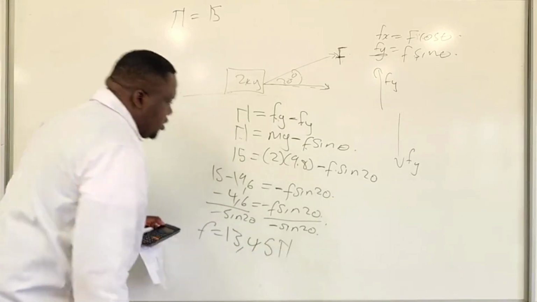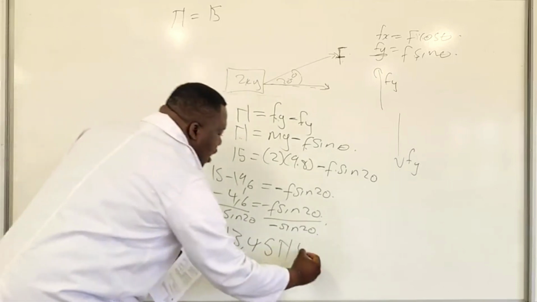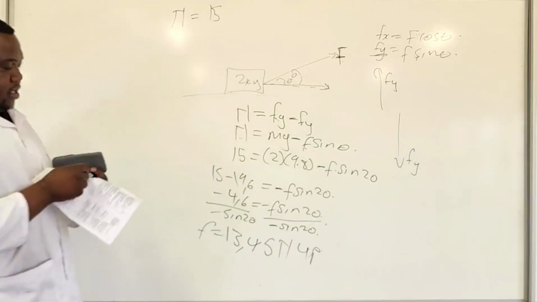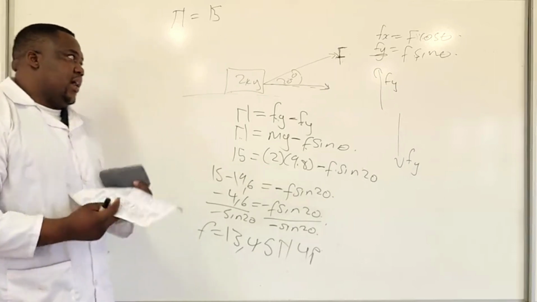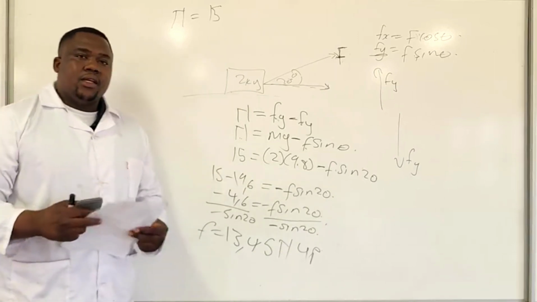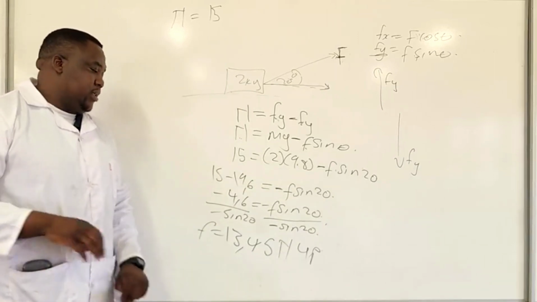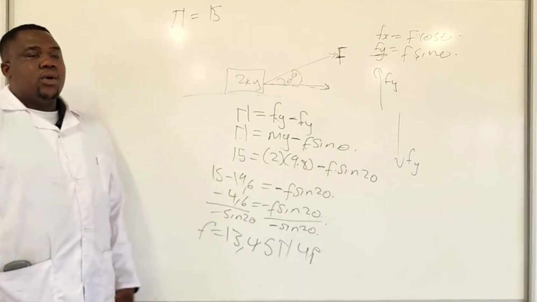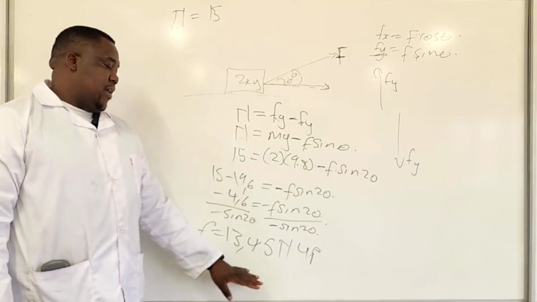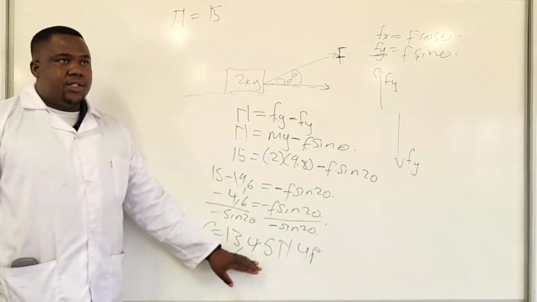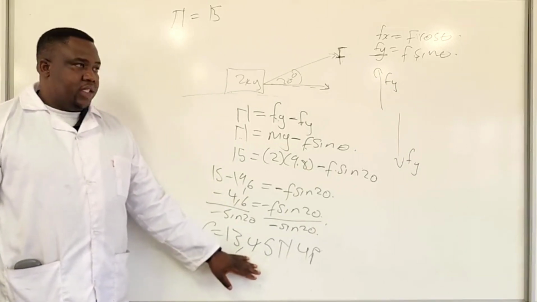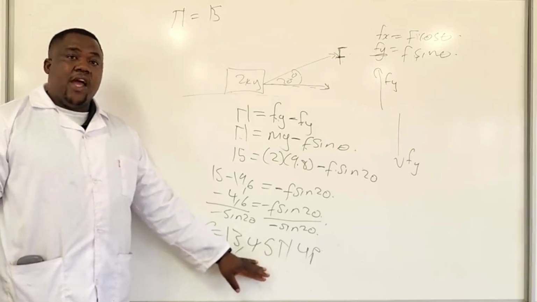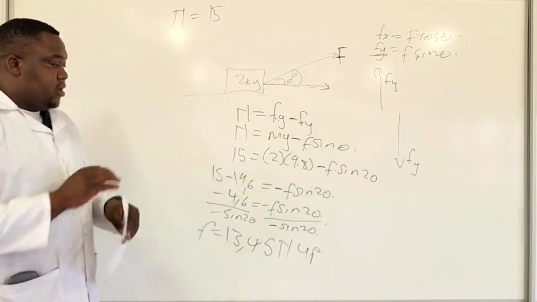13.445 newtons. It is going up. The direction, it is going up. So it means that the applied force on this object is 13.445 Newton up. So that's how we can calculate the force. That's how we can calculate the what? The force F, which is the applied force.